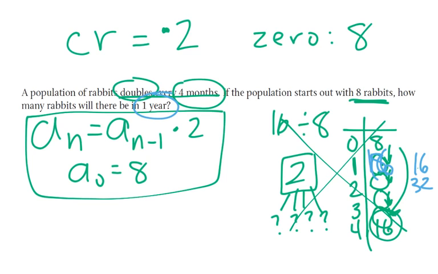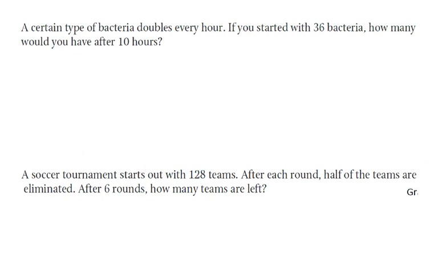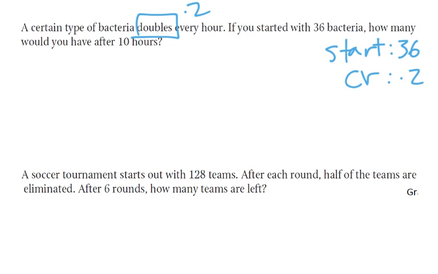So 12 months would have been 64. So there'd be 64 rabbits in 1 year. Okay, so if you start with 36 bacteria, we know our start number, our 0 term, is 36 bacteria. How are they growing? What's the constant ratio? Well, doubling again. Remember, that means timesing by 2. So again, my formula, a sub n equals a sub n minus 1 times 2.